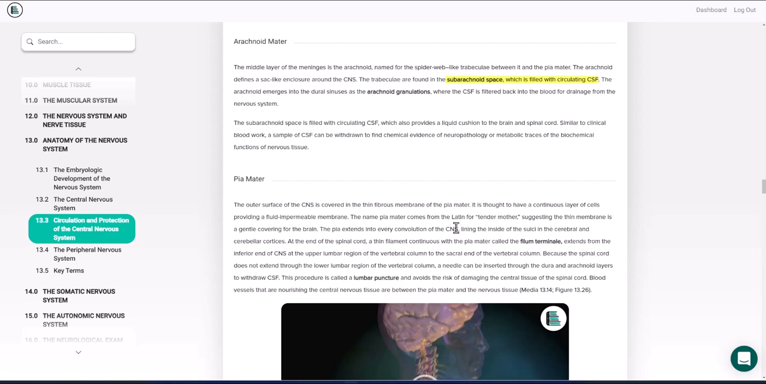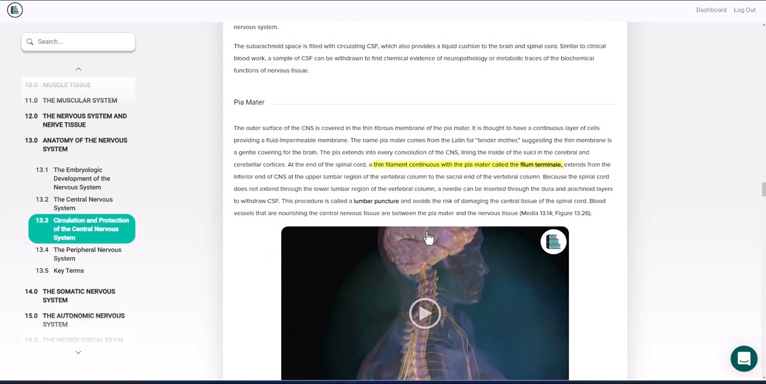And it's basically a very thin membrane that covers the entire brain. When we get down to the spinal cord, I'll remind you of this, but at the end of the spinal cord, there's a thin filament that is continuous with the pia mater called the filum terminale. And we'll see that it goes all the way down and helps to anchor the spinal cord to the sacral and coccygeal regions.